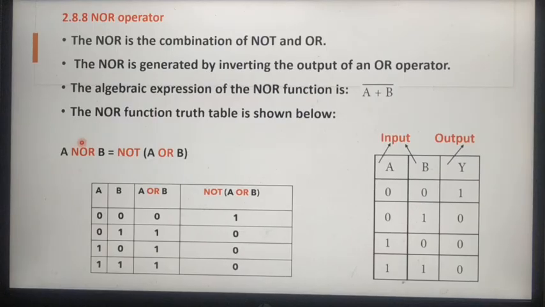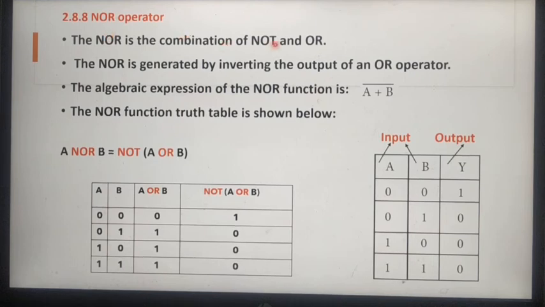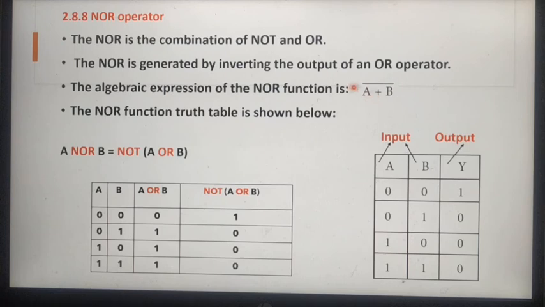Next we can see the NOR operator. The NOR is the combination of NOT and OR. N-O-R. So it is called NOR, which is the combination of NOT and OR. The NOR is generated by inverting the output of an OR operator. The algebraic expression of the NOR function is NOT of A or B, or A plus B the whole bar.